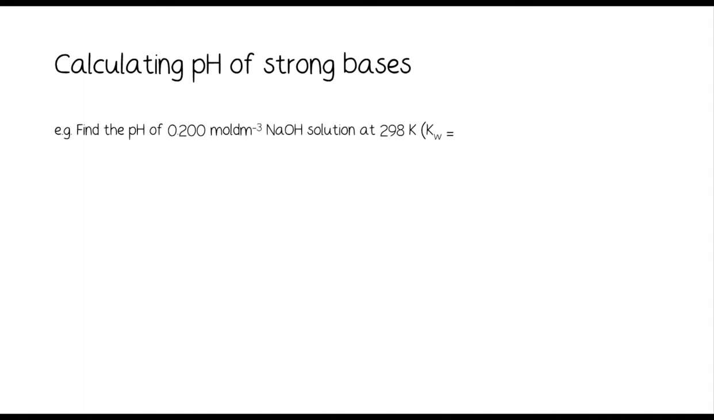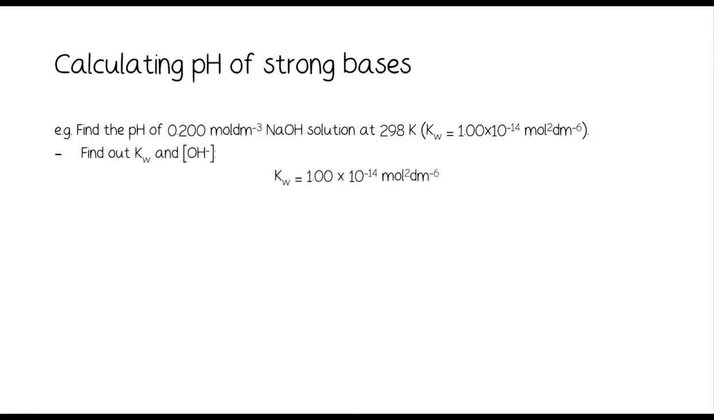Find the pH of 0.2 mol per dm³ sodium hydroxide solution at 298 Kelvin, and they've told us Kw is 1 times 10⁻¹⁴. Again, they include the temperatures not to throw you off, but because Kw, and any K for that matter, varies with temperature. So like I said before with the steps, find out Kw and OH-. They've told us Kw is 1 times 10⁻¹⁴. And to find out OH-, you can just write out the equation of the dissociation of NaOH.